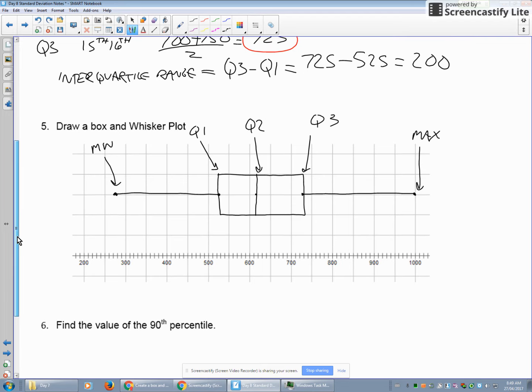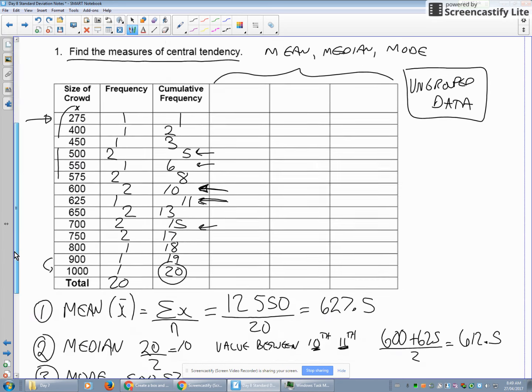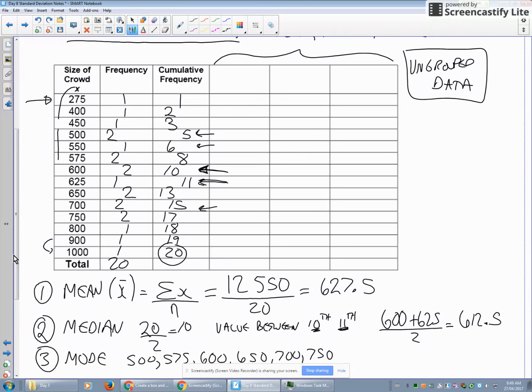Okay, so now we're going to go on to find the value of the 90th percentile. For the 90th percentile, we take our number of data points and multiply it by 90%. We have 20 estimates. Multiplied by 0.9, that generates the 18th value as the 90th percentile. When I go back to my data, the 18th highest guess was 800.